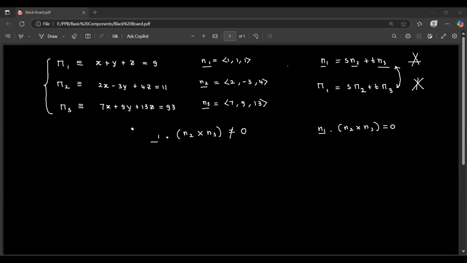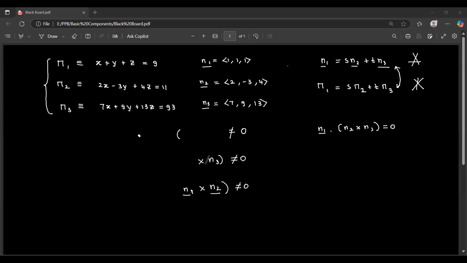So let's do that. Instead of n1 dot (n2 cross n3), you can also say n2 dot (n1 cross n3), or you can prove whether n3 dot (n1 cross n2) is not equal to 0. You can prove any one of these three, and then you can find the unique solution. So that's what we are going to do here.